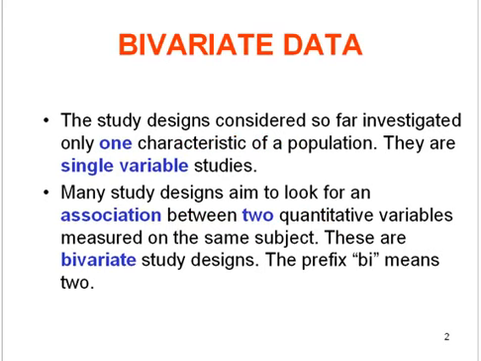Previously, we have described only one aspect or variable of a population. Many study designs, such as the ones we will examine in this chapter, are aimed at examining the association between two quantitative variables measured on the same subject or object. These are called bivariate study designs. As you may know, the prefix bi stands for two.